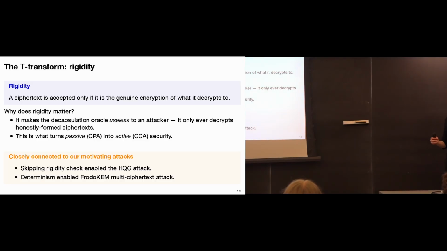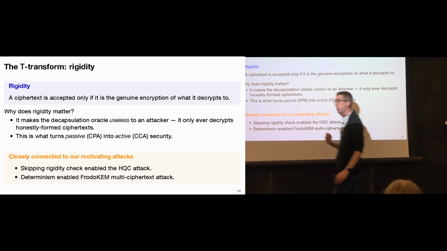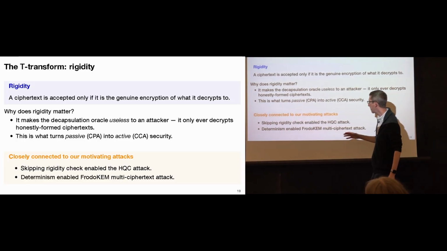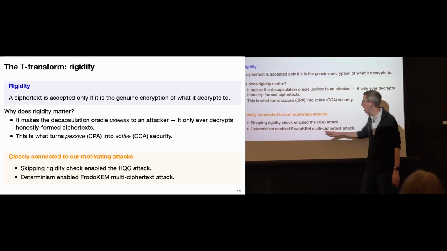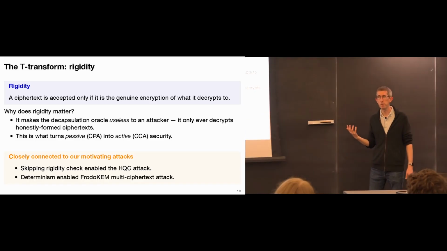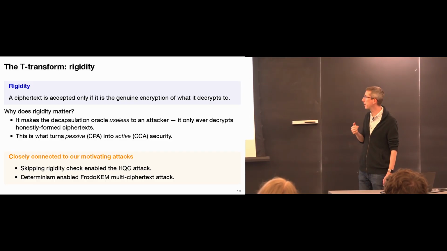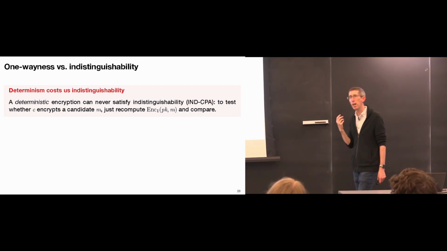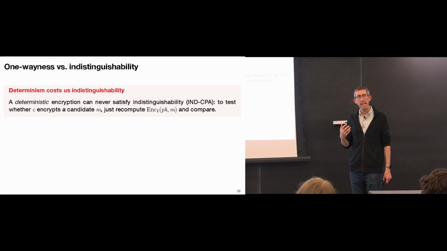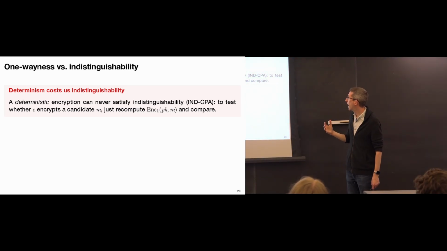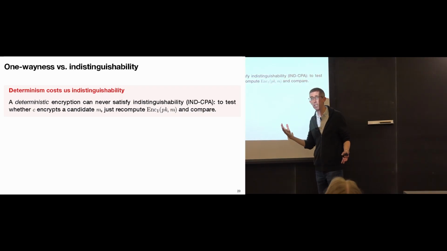And just checking back in on the attacks that motivated this work. When we skipped the re-encryption check, that was what enabled the HQC attack. And this process also enabled the Frodo-Chem attack, because that was enabled by the determinism. And the determinism is being introduced here in the T transform as well. Now, another consequence of the T transform introducing determinism is that it makes it impossible to achieve the security property we talked about earlier. So determinism costs us indistinguishability.